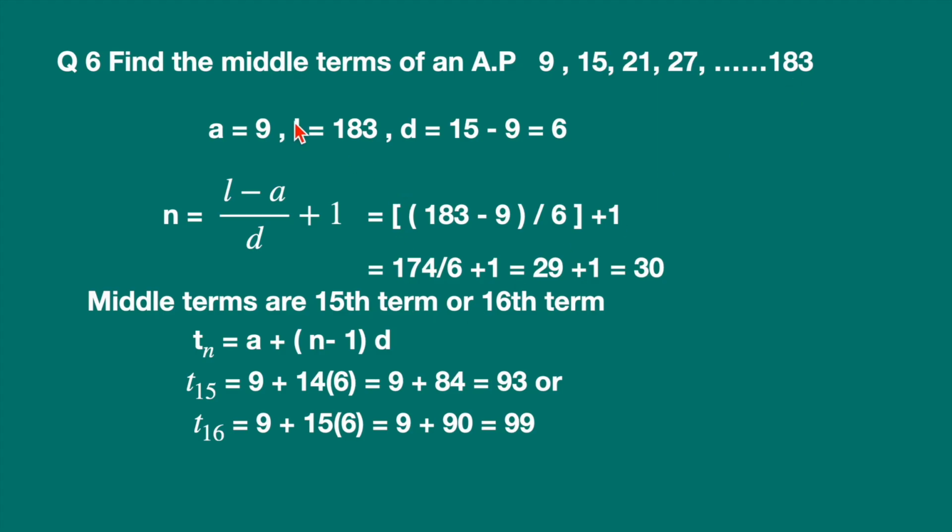Now they are asking the middle terms. So 30th term means 30 divided by 2: the 15th term or the 16th term. Any term is applicable since it's an even number. For the 15th term, you can use the same formula, Tn is equal to a plus (n minus 1)d. n is 15, so put 15 here. n minus 1 will be 15 minus 1, 14, into 6. Simplify, you get 93. Or if you want to take the 16th term as the middle term, you can again put in the same formula and simplify.